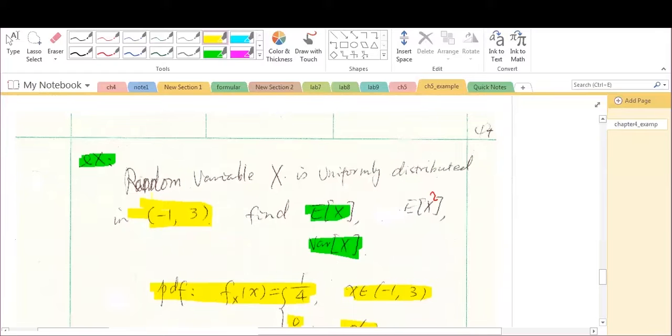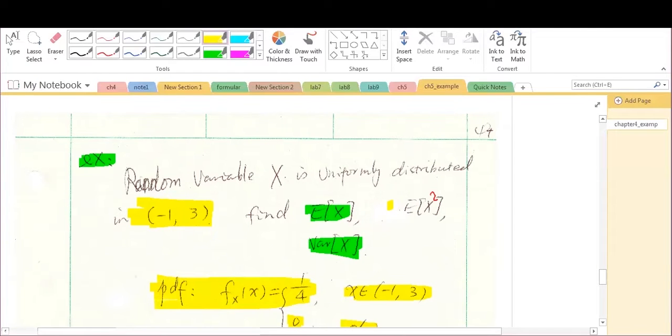Next, let's look at more examples about expectation and variance. So let's use an example where random variable x is uniformly distributed from -1 to 3. We want to find the expectation of x, the variance of x, and we also want to look at the expectation of x squared. Again, before solving all of these questions, we need to know the PDF function. So the PDF function is the key to calculate probability, expectations, and variance. PDF is the key to start with.